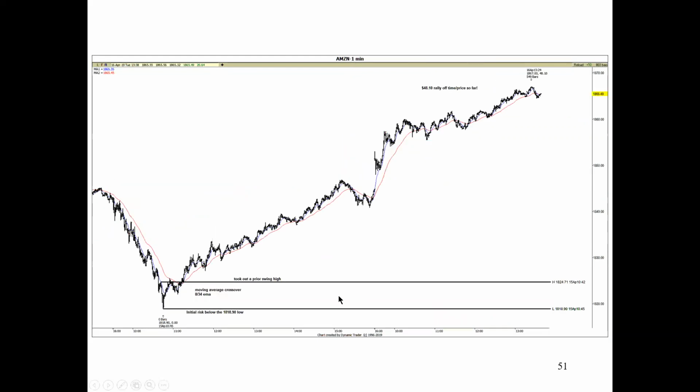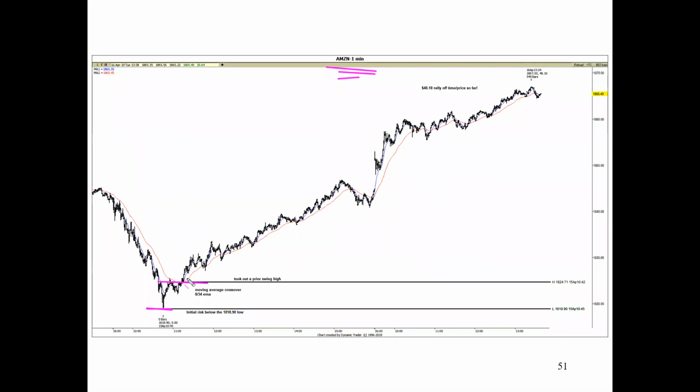How do you trigger an entry? On that last chart, if you would have gone down to the 1-minute chart, here's where it was holding above support. And then once you had the 8/34 EMA crossover to the upside, and also took out a prior swing high, which was this swing high, then that was your buy. That was your buy in Amazon.